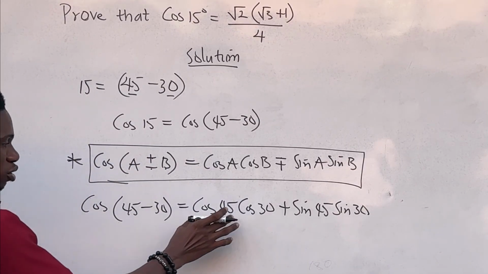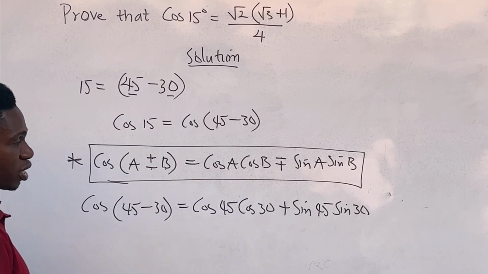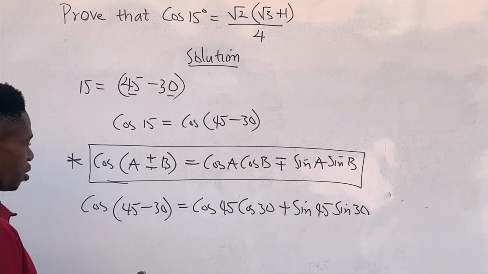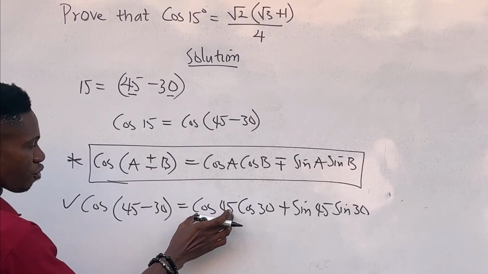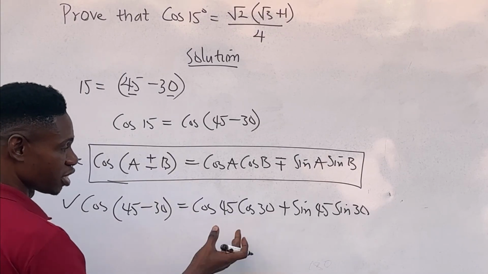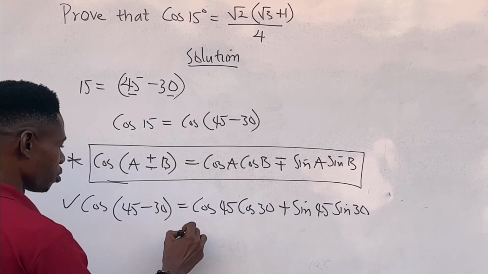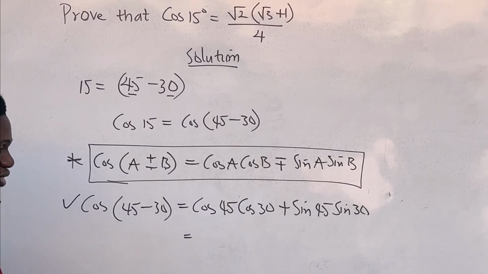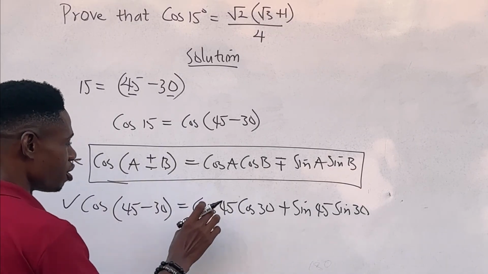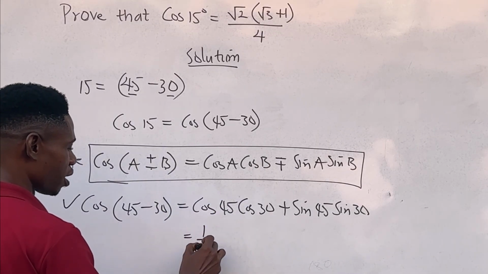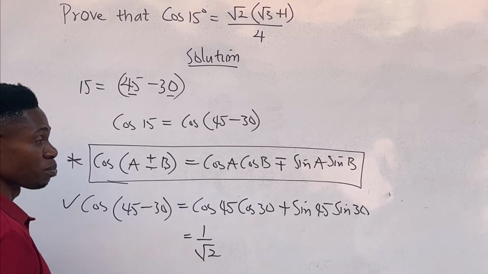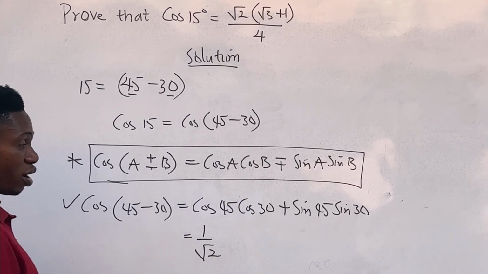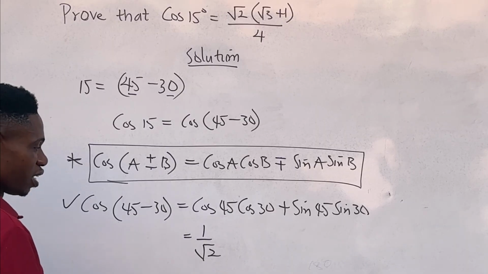Okay, now what is cos 45? Remember our special angle. Okay, so this is what we want to work with now. So now what's the value of cos 45, a special angle? What's cos 30, a special angle? So let me go straight first, then I'll come back and explain how we got them. So cos 45 is 1 over root 2. So if you don't know how cos 45 is 1 over root 2, I'll explain in the end. But for the sake of those that understand special angles, let's go straight.